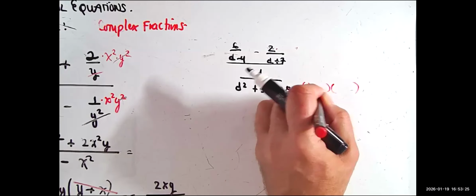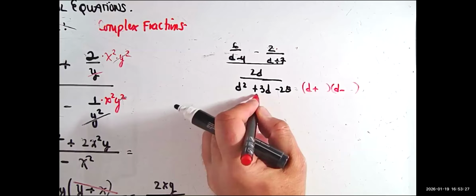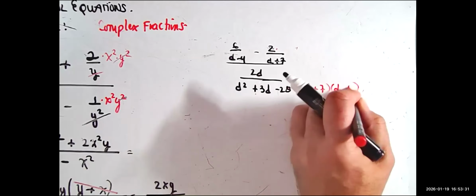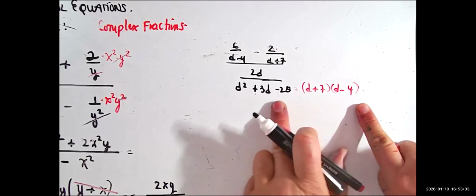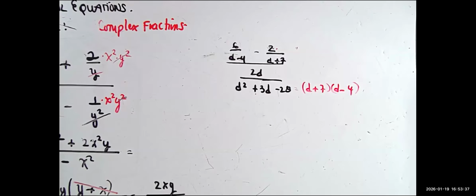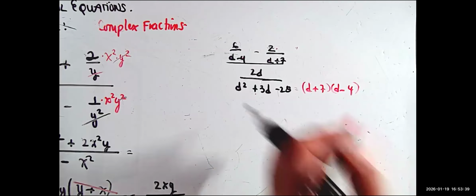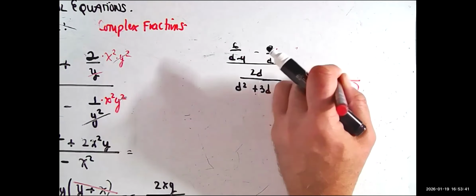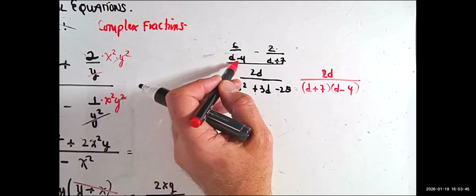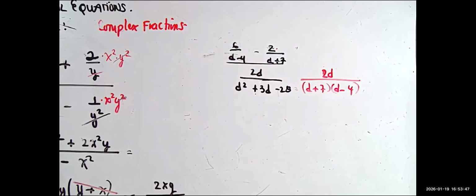This factors as d plus, d minus. So it will be plus 7, because this is positive 7 times negative 4, negative 28, and 7 minus 4 is positive 3. Perfect. And this is over 2d. Notice that the LCD is d minus 4 times d plus 7.